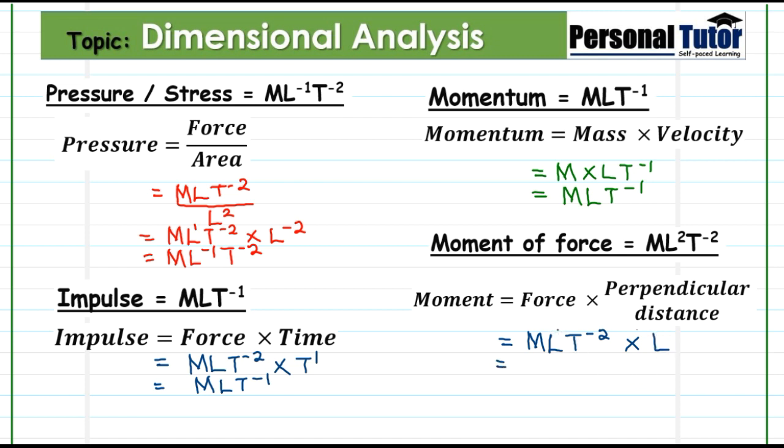Remember that this L carries an exponent of 1. This also has 1. When multiplied under the rule of indices, the exponents are added, and that will be M L to the power 2 T exponent minus 2. So that is how it was gotten. Thank you for staying up to this far. We have 3 more to end.